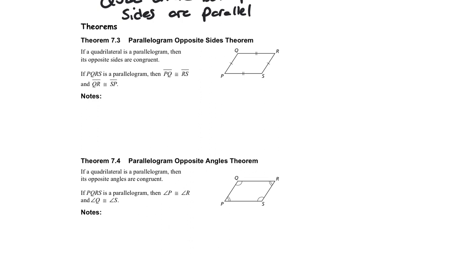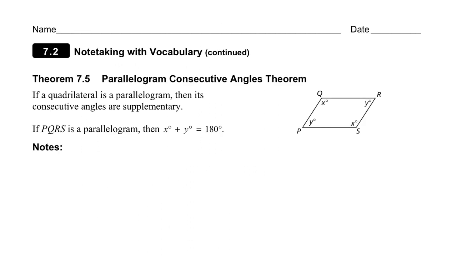Then we go to the next theorem. Theorem 7.5 says that if a quadrilateral is a parallelogram, then its consecutive angles are supplementary, which means they add to 180. So if I look here, consecutive would be angle X and angle Y. These two added together are going to be 180. Or I can do this side here, angle X and angle Y add together equals 180. So that is going to deal with all parallelograms.